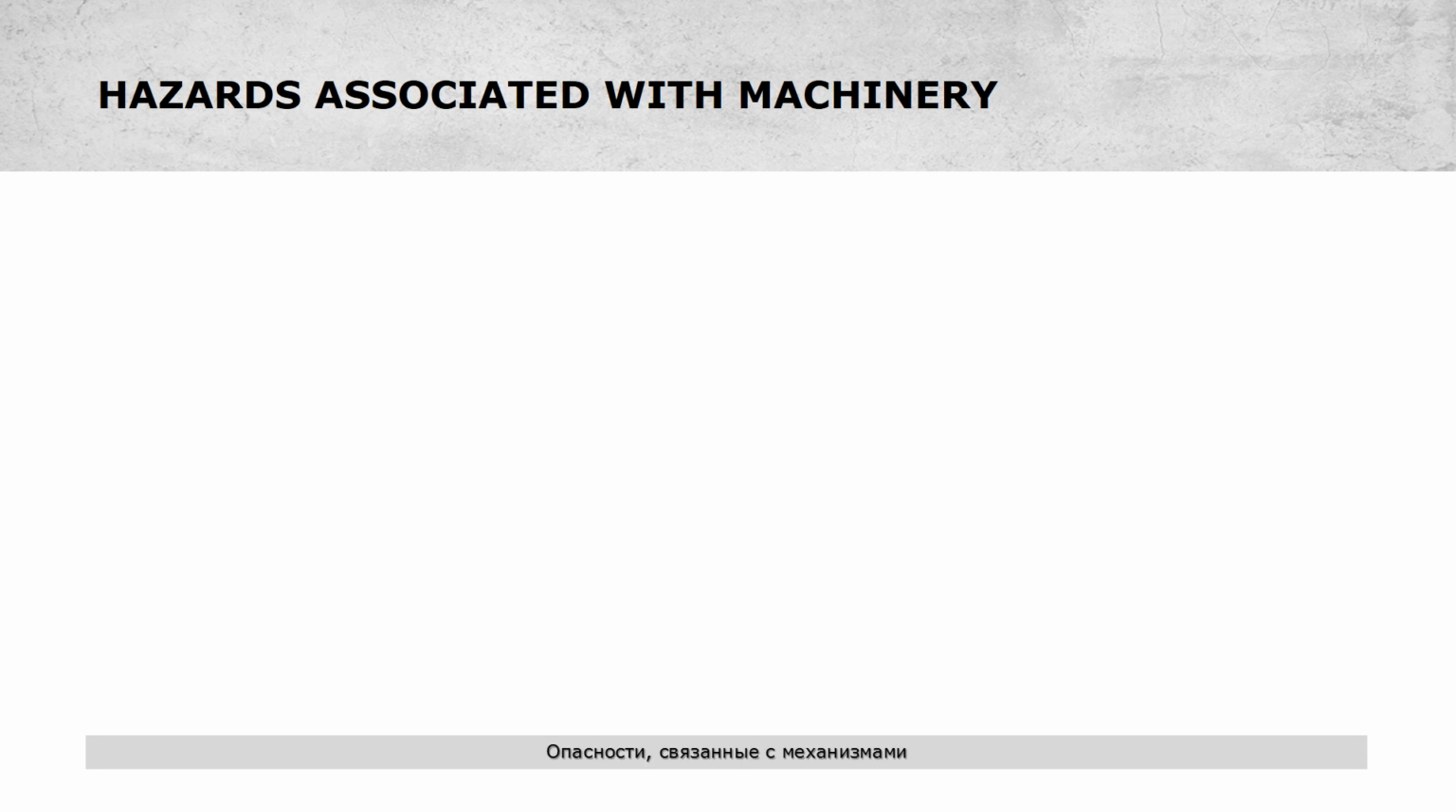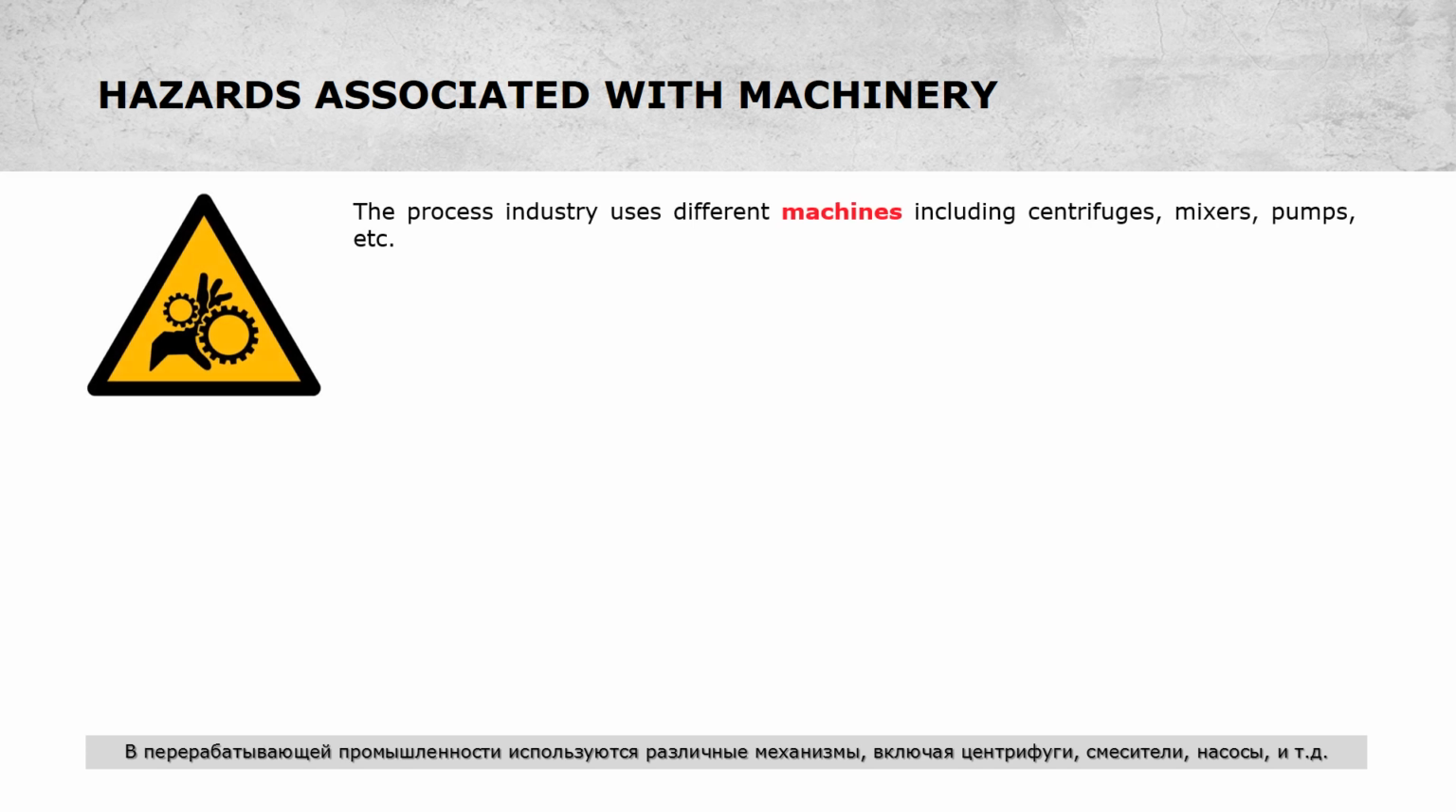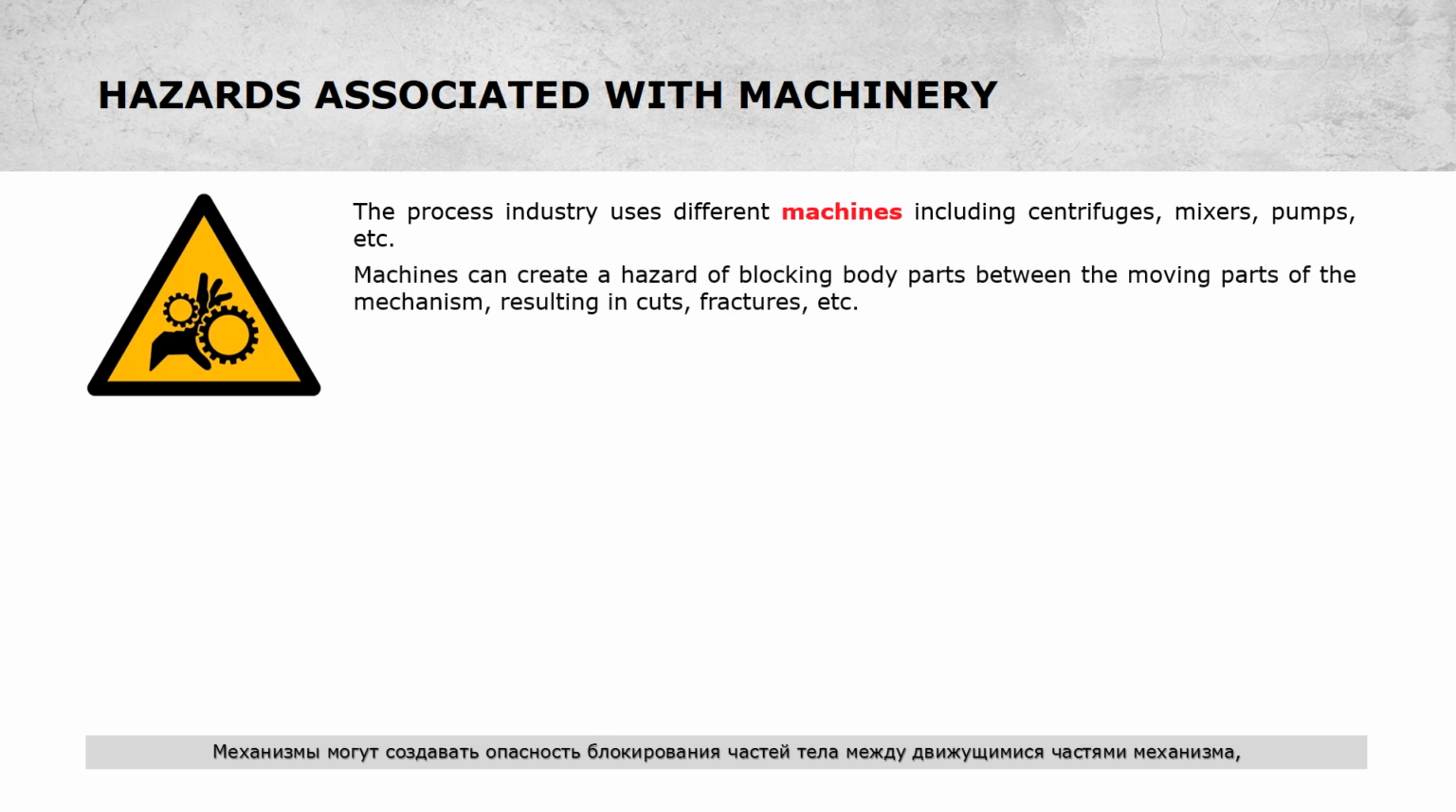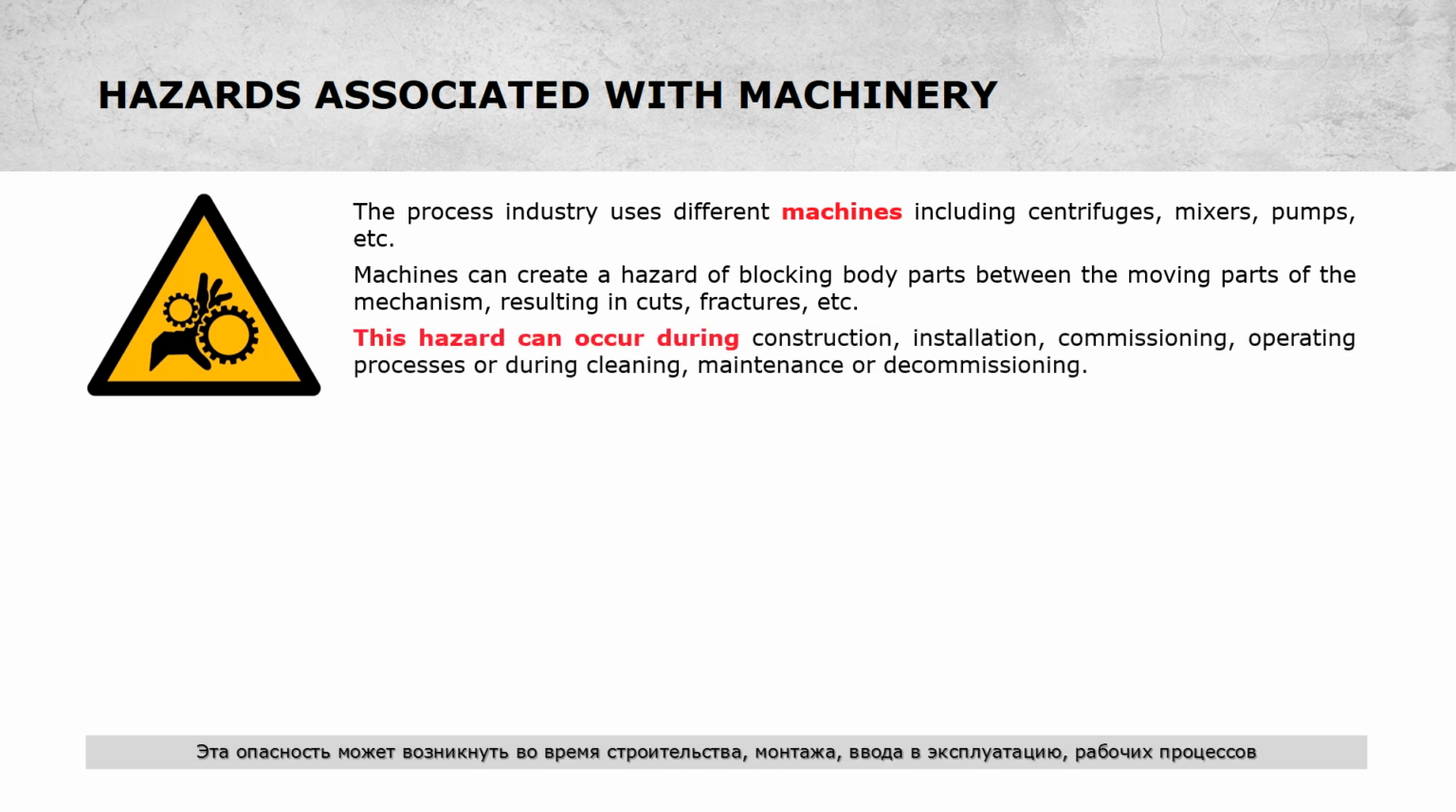Hazards associated with machinery. The process industry uses different machines including centrifuges, mixers, pumps, etc. Machines can create a hazard of blocking body parts between the moving parts of the mechanism, resulting in cuts, fractures, etc. This hazard can occur during construction, installation, commissioning, operating processes or during cleaning, maintenance or decommissioning.